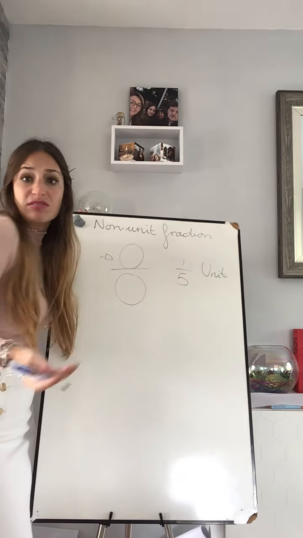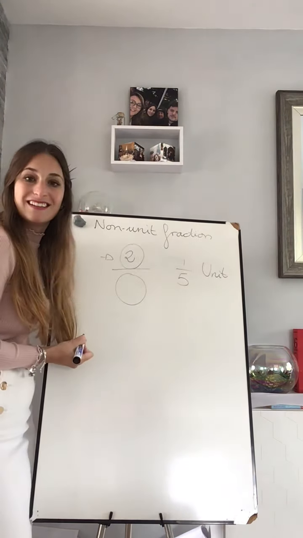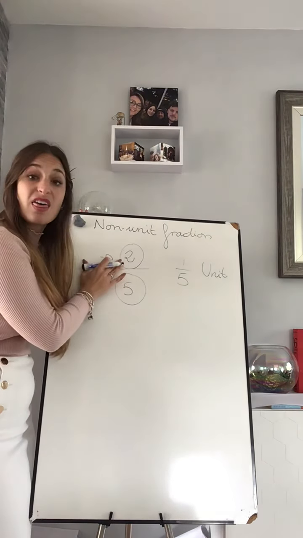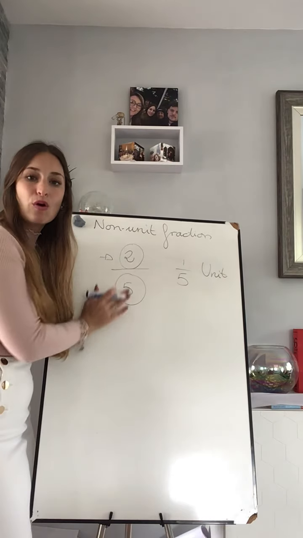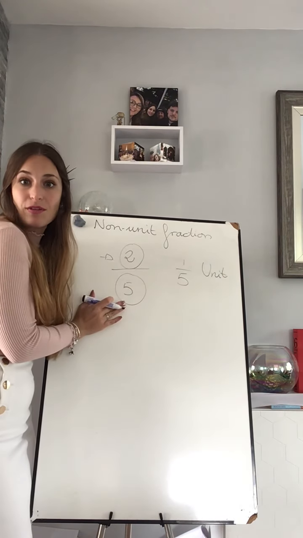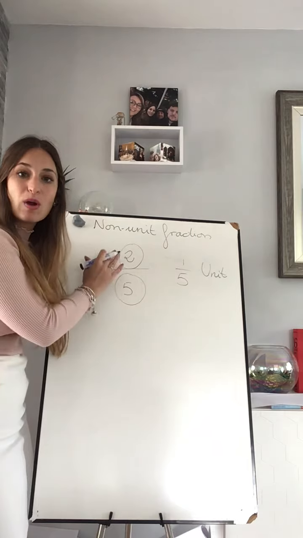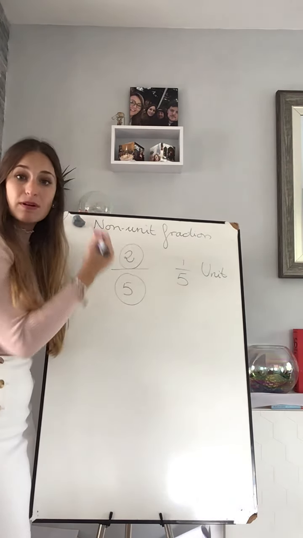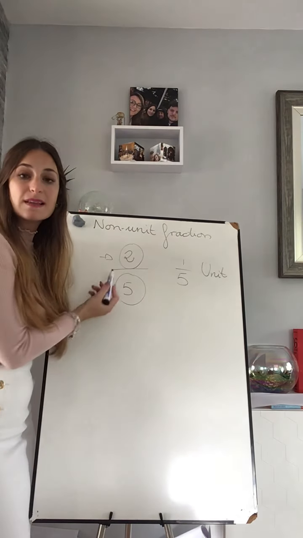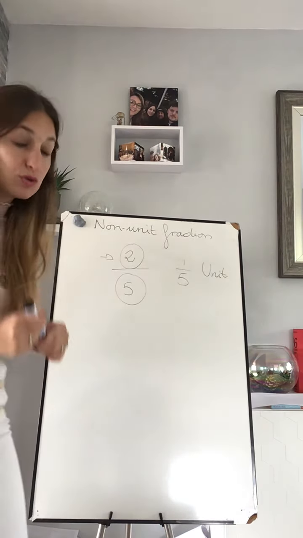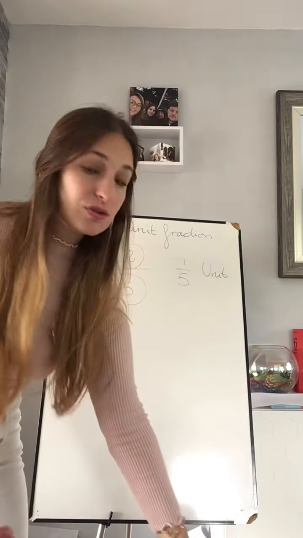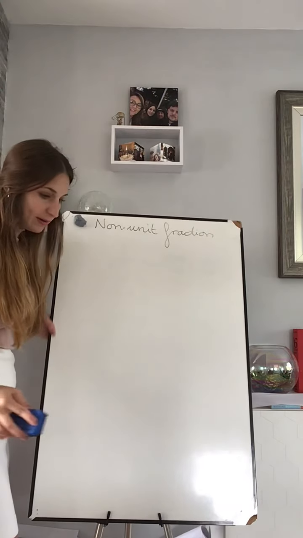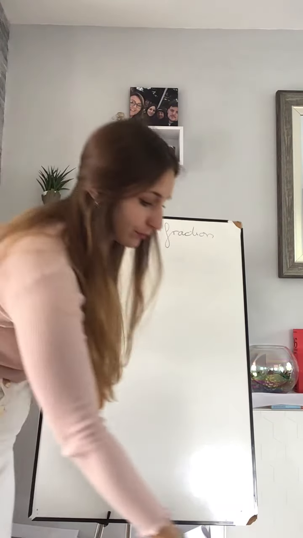But then if I have 2/5, this is a non-unit fraction. 3/5, 4/5, 5/5, which is 1 whole. So any fraction where the top number, my numerator, is over 1, that is a non-unit fraction, and that's what we are going to be doing exactly today, okay? Working with non-unit fractions, where the numerator is more than 1.